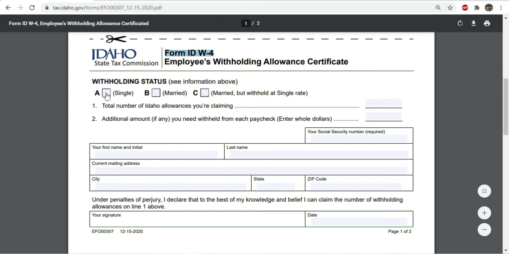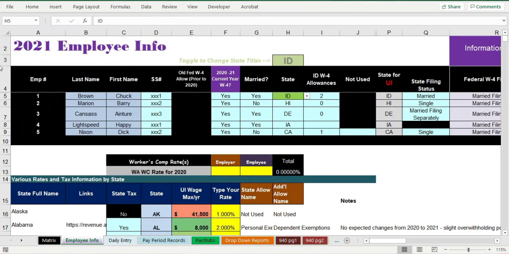Just simple questions. Hey, are you single? Are you married? Are you married, but maybe there's two jobs, or your spouse does a lot of working, and you just want to withhold the single rate? Whatever. You could. They should just say which rate do you want to be withheld at right there. That's all you need to fill out, as well as how many allowances do you have. When you get that information from the employee, you're in good shape, and you can put the allowances there, and you can choose whatever filing status they checked here. I didn't put the married at single rate, just choose single if that's the one that they want to do right there, and it'll change.